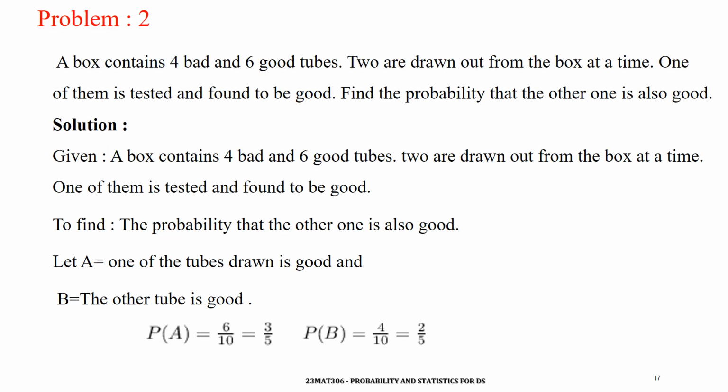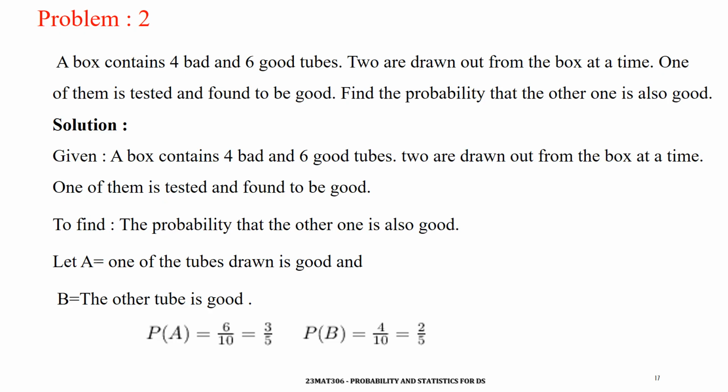Now, let us consider a practical example. A box contains 4 bad and 6 good tubes. 2 tubes are drawn and one is found to be good. We need to find the probability that the other tube is also good. So, this is a conditional probability problem where we use given information to update our probability.